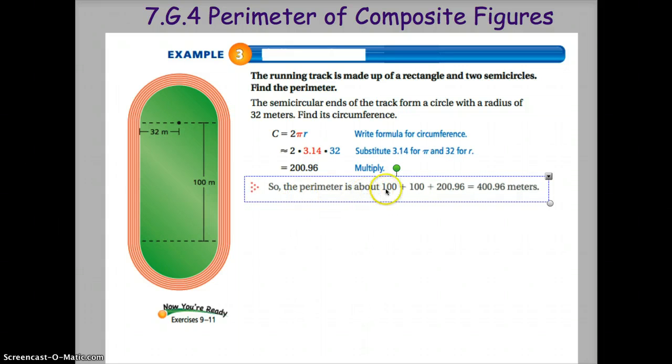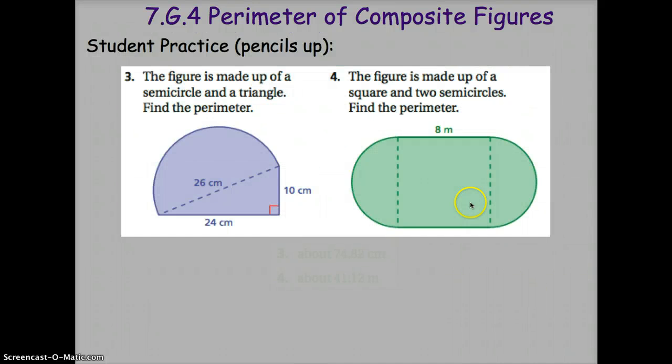So the perimeter is about 100 plus 100 plus 296 hundredths, which makes 496 hundredths meters. Notice I have gone to the hundredths place. Make sure you also take yours out to the nearest hundredth.